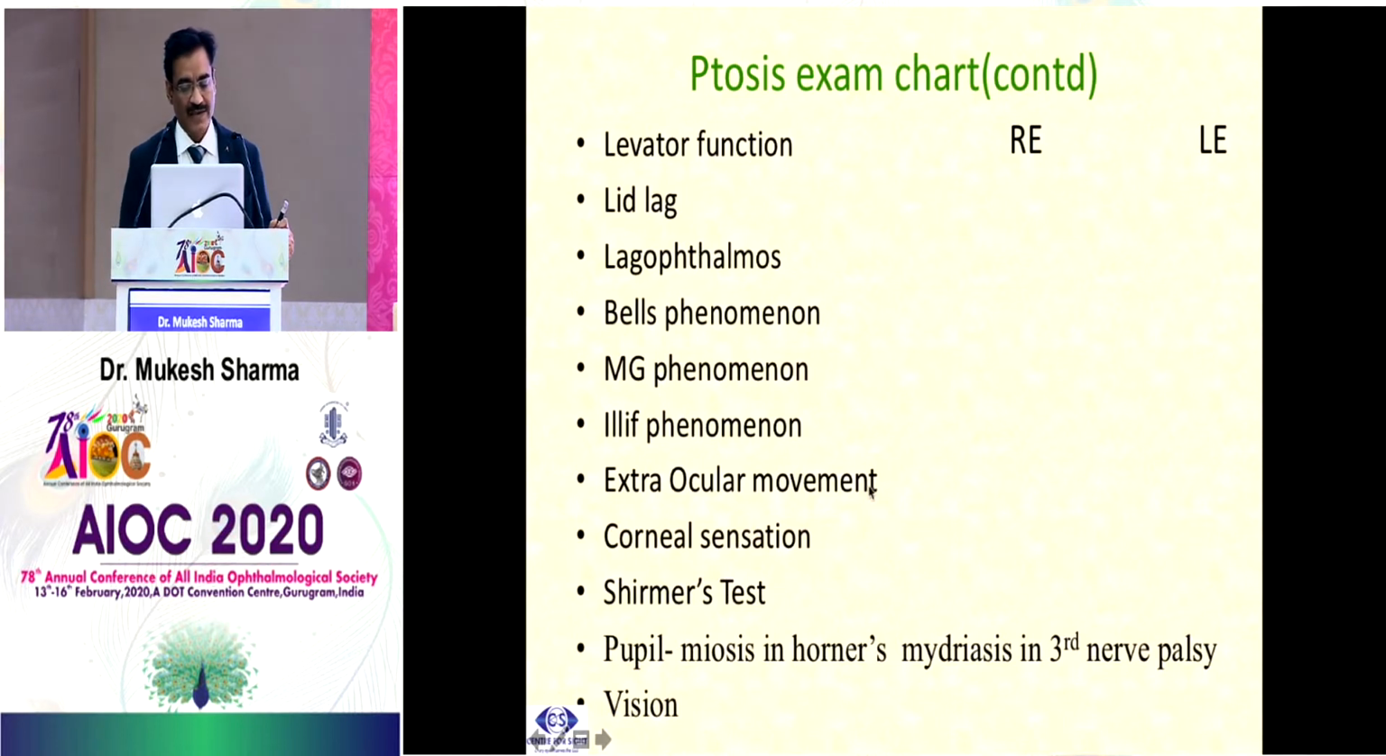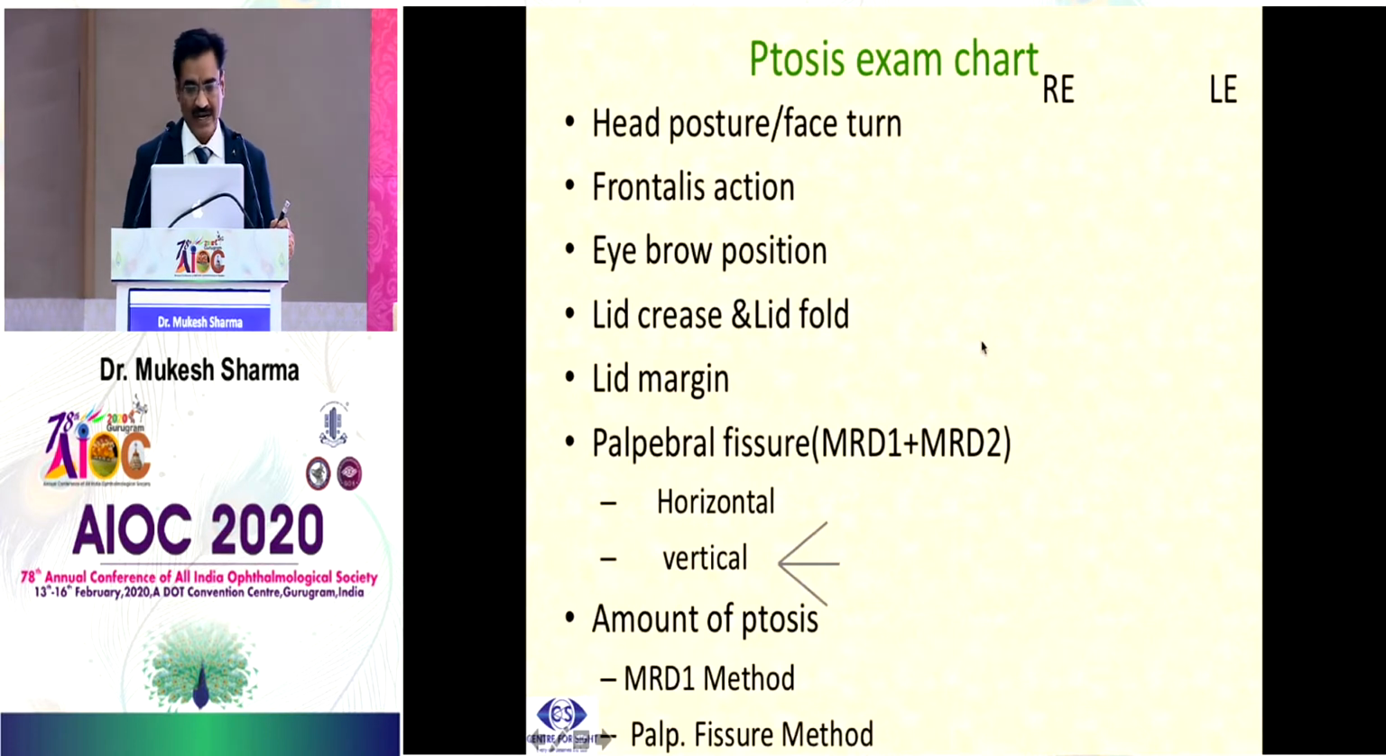These are important because, as I told you, double elevator palsy is associated in many cases of ptosis. Corneal sensation, if poor, is a poor prognostic sign. Schirmer's test: again, dry eye patients are poor prognostic cases for ptosis. Then you have to check the pupil and also vision. The pupil is miosed in Horner syndrome and it may be mydriatic in third nerve palsy. So once again, to briefly sum up these points, first you check the patient from a distance for head posture, face turn. Then you go from above downward: frontalis action, eyebrow position, lid crease, lid fold, lid margin.